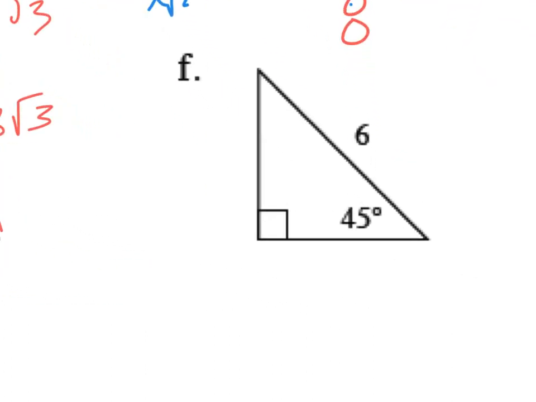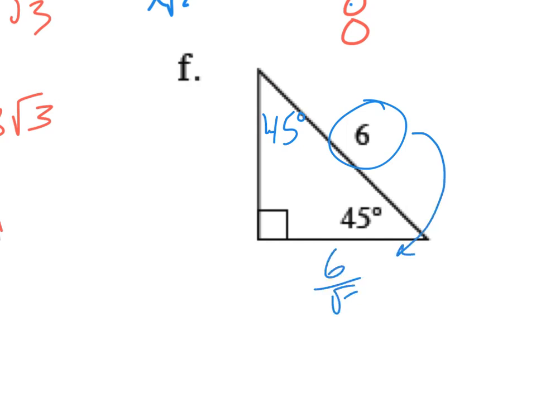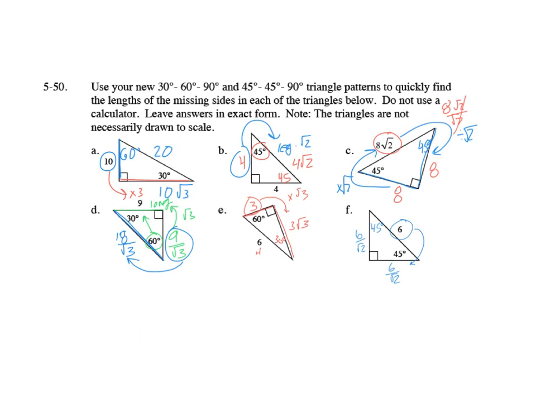And then in letter F here, this is another 45, 45, 90 triangle. So if I know what the hypotenuse is, I actually divide by the square root of 2 to go backwards. So that's going to make 6 divided by the square root of 2. And so both the side lengths in this 45, 45, 90 are going to be the same length. So this is going to be 6 divided by the square root of 2 as well, as that's an isosceles triangle. That's all the work that we're going to do for today.